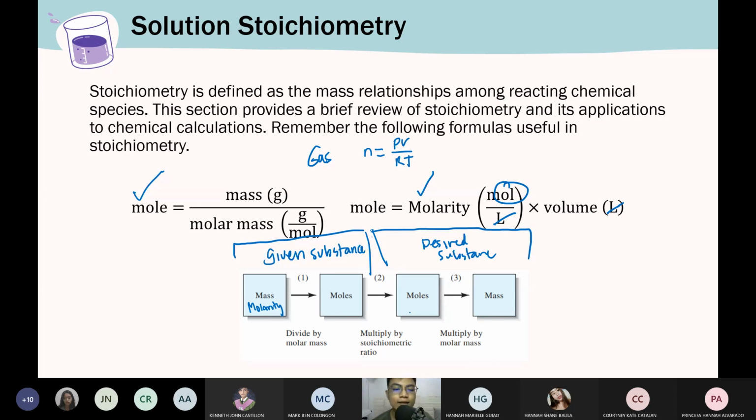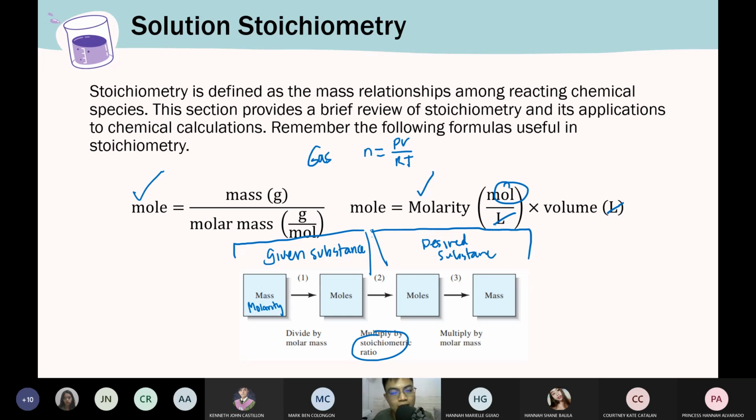Okay? Tandaan yan, ha? So, from the given substance, that's either mass or molarity, convert them into moles. Then once you have the mole, you convert the mole into the other substance, the desired substance. Then once you have the mole of the desired substance, you can get the mass if necessary. You can convert the moles by using stoichiometric ratio. What is a stoichiometric ratio? Basically, these are the coefficients in your balanced equation. Ayun yung mga 1, 2, 3, so on and so forth.